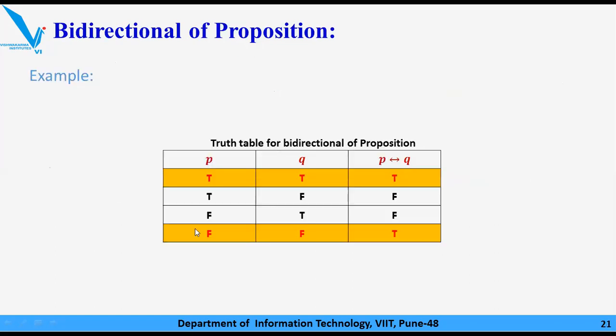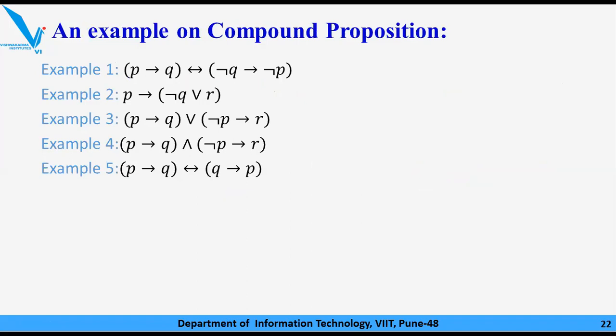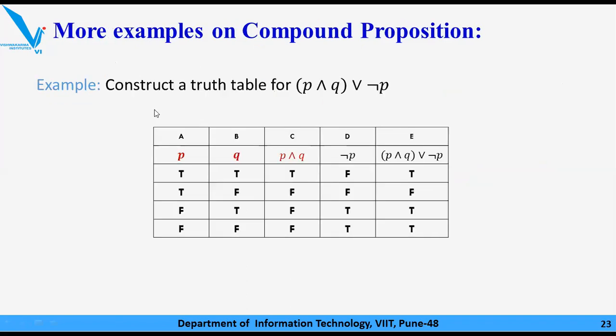So this is the truth table for P bidirectional Q. It becomes true when both are true, and it becomes true when both are false. So this is the truth table for the bidirectional proposition. There are more examples on compound propositions. These are for practice. Let me show you one example.